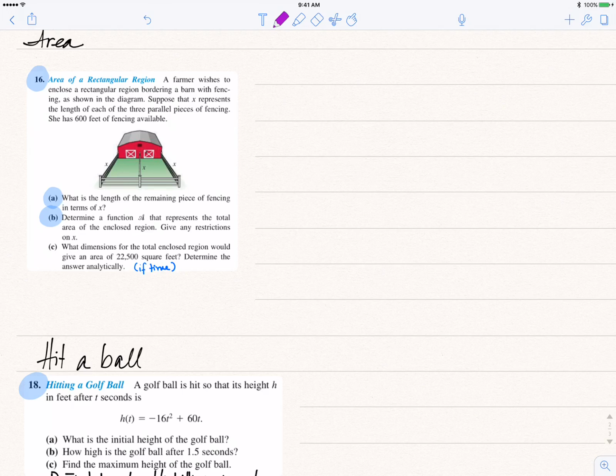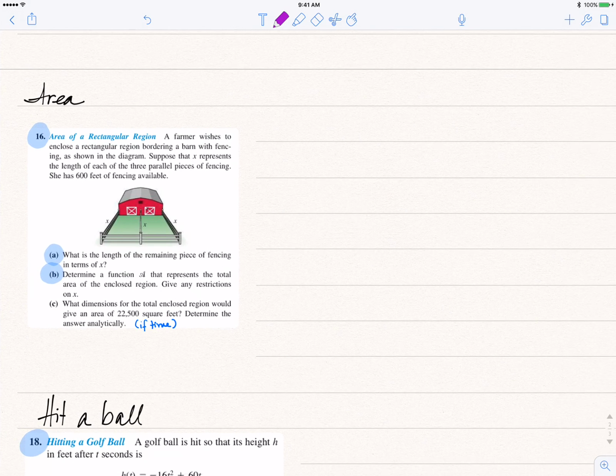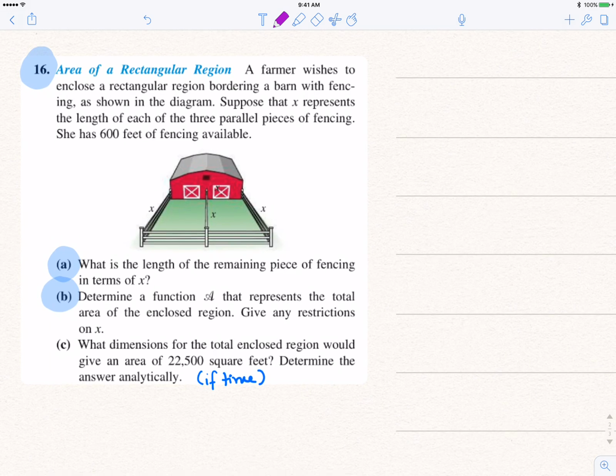Okay, so this is the continuation of section 3.4. This is question number 16. Let's start out by reading. A farmer wishes to enclose a rectangular region bordering a barn with fencing as shown in the diagram. Suppose that X represents the length of each of the three parallel pieces of fencing.